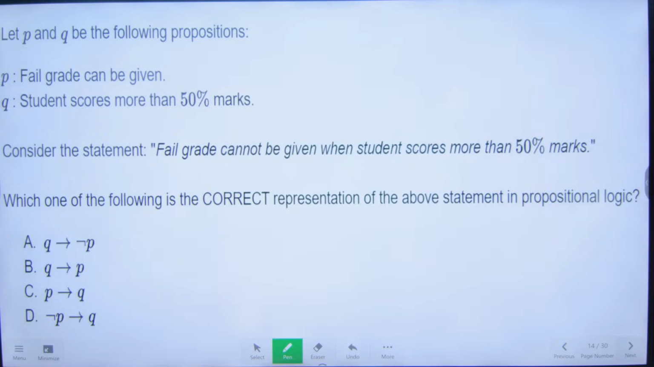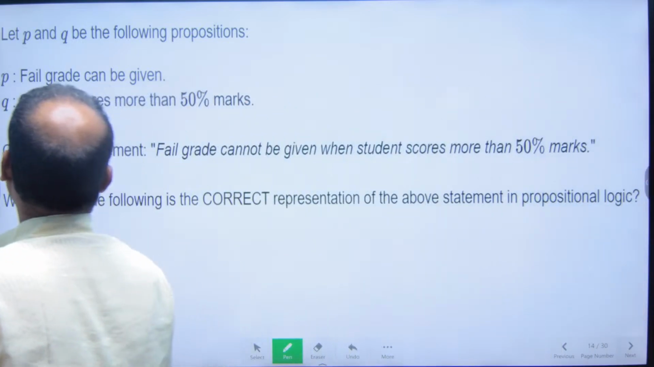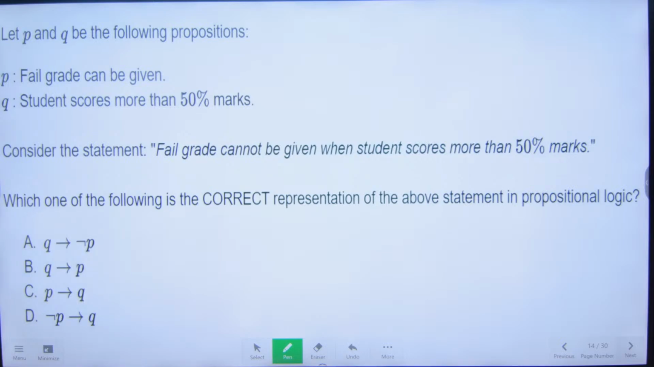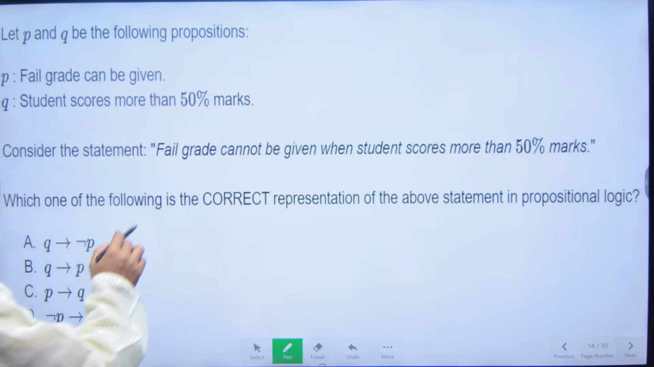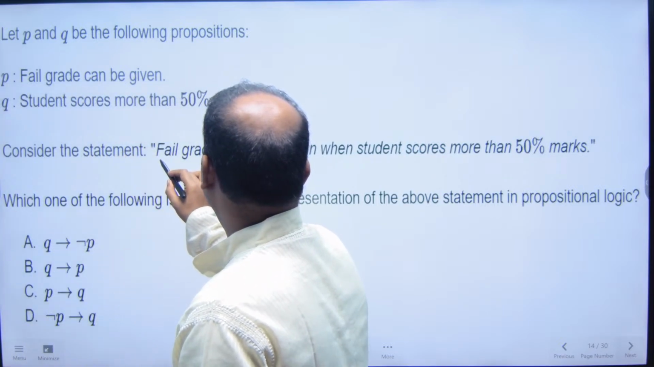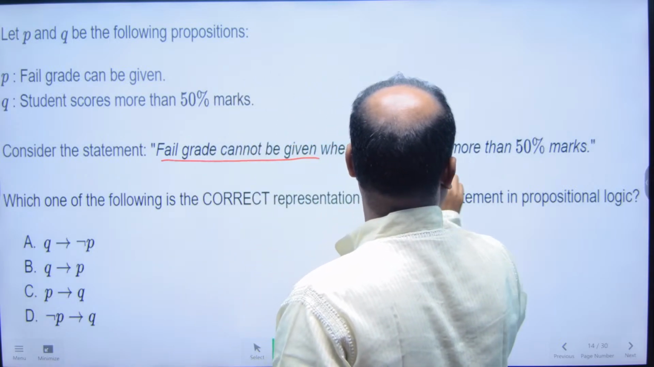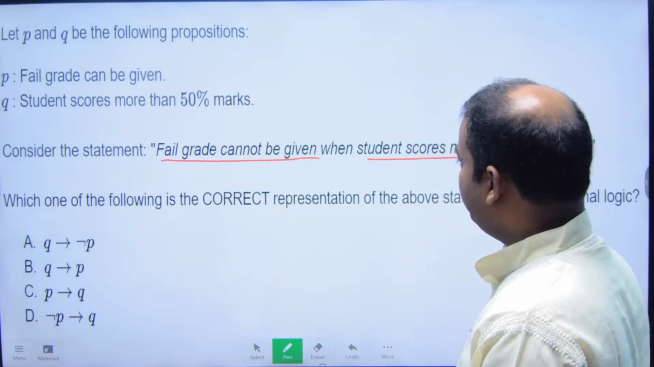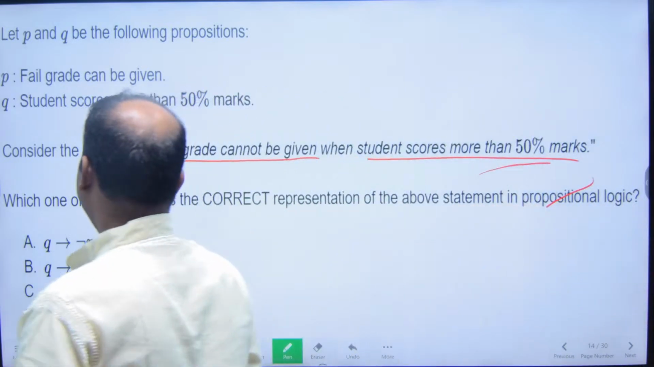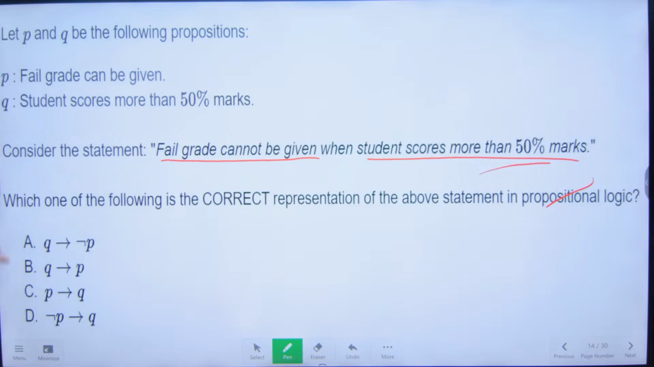This is a GATE question. Now tell me, this is I think a 2021 question. Let P and Q be the following propositions. P is one proposition, Q is one proposition. Consider the statement. This statement is given. Fail grade cannot be given when students score more than 50% marks. So this statement can be written, means which among them is the correct option? कौन सा option इसके लिए correct है?